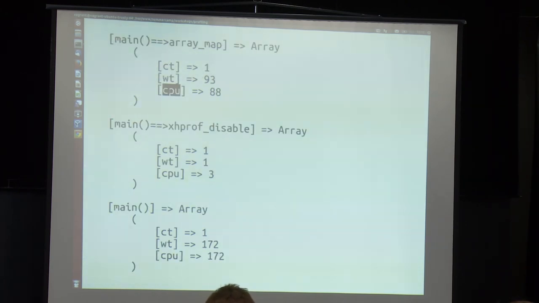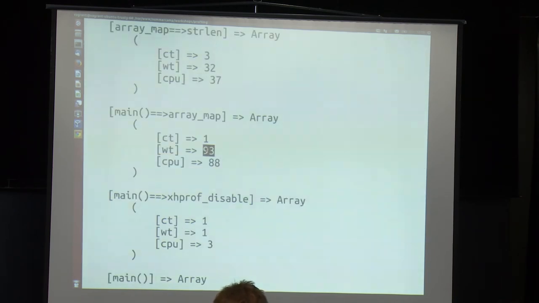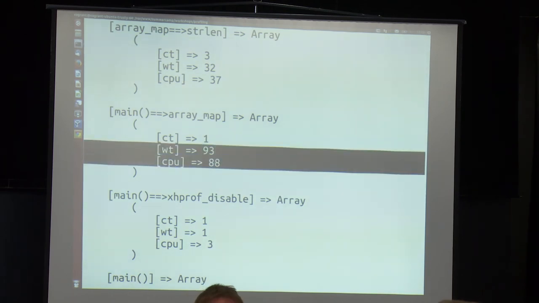And this is the CPU feature, which means that we are now going to profile the CPU time. So here we can see that, for example, in this case, ArrayMap in terms of wall time took 93 milliseconds, and in terms of CPU time, it took 88 milliseconds. Now, to explain the difference, I have to tell you a bit more about XHProf. So XHProf is open source, so you can read the code.